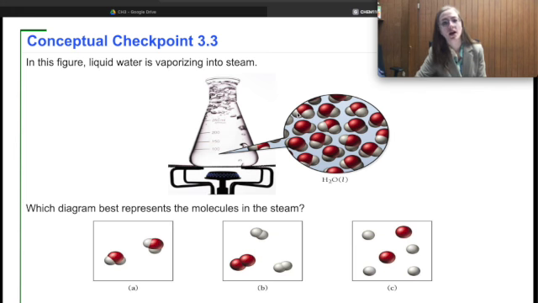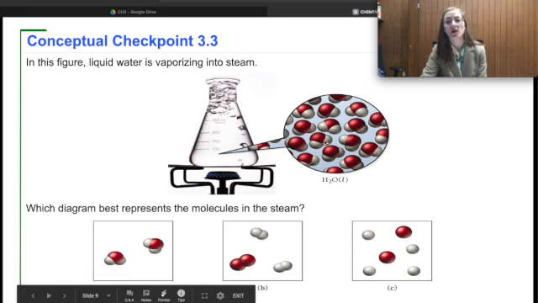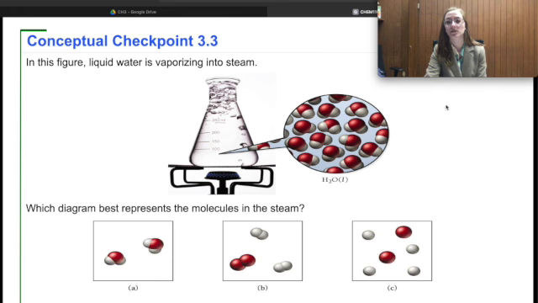Okay, so if we're looking at this conceptual checkpoint, we want to make sure we have the same thing at the end that we started with. So if we're looking at this, this means we have one red atom, two gray atoms all hooked together. It's a water molecule, one oxygen, two hydrogen. So I want to make sure my molecules look the same before and after, and then that they're more spread out because they're a gas rather than a liquid.